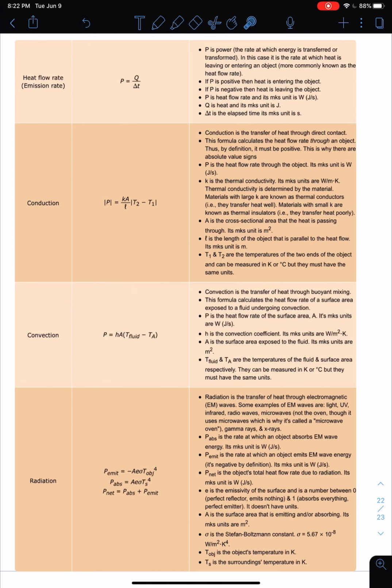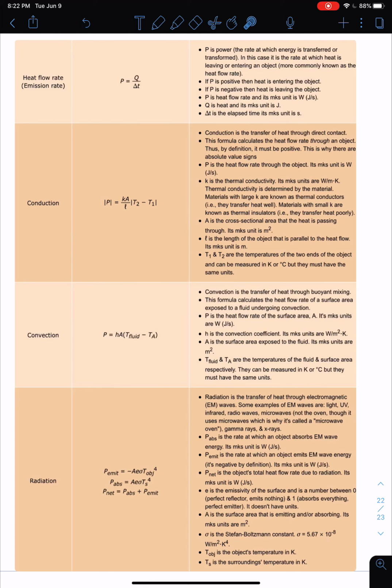And the formulas that you see here, if you look at these formulas, you'll see it's all in terms of P. What is P? All right, P is power. We've already talked about power. It's the rate at which energy is transferred or transformed. In this case, it's the rate at which heat is leaving or entering an object. This is more commonly referred to as the heat flow rate, but it is, in essence, just the power. That's what it is fundamentally.